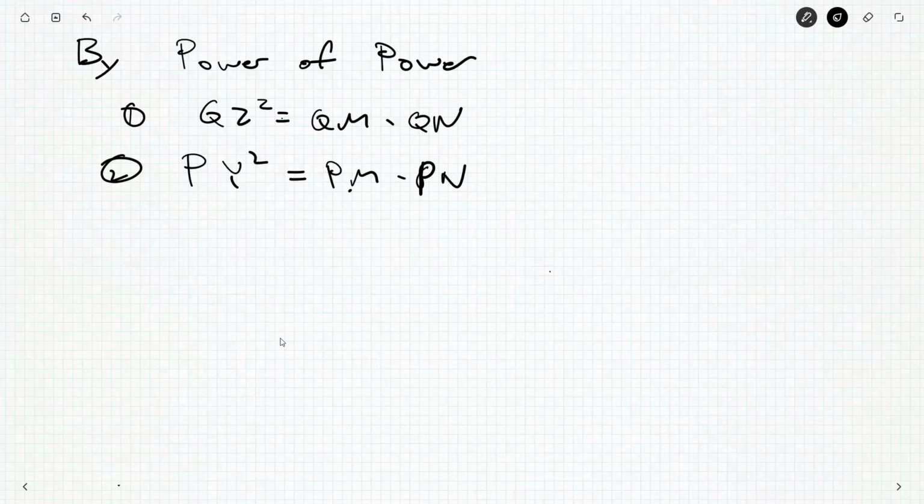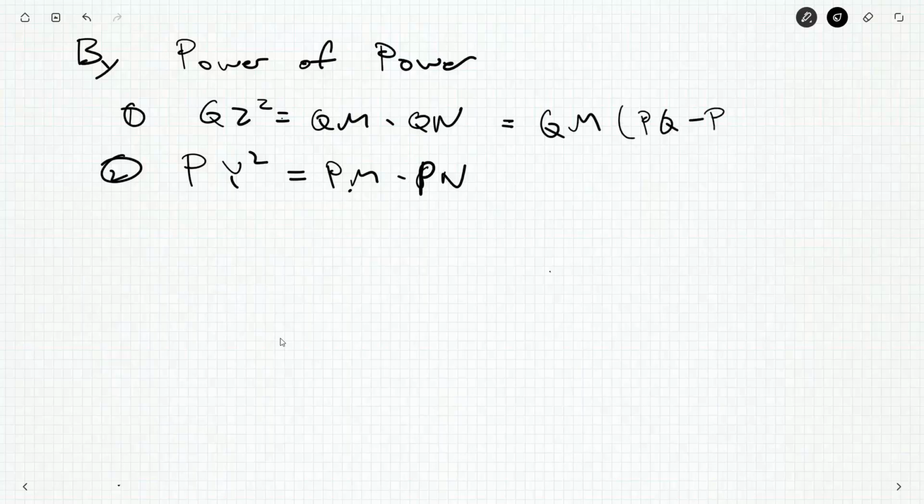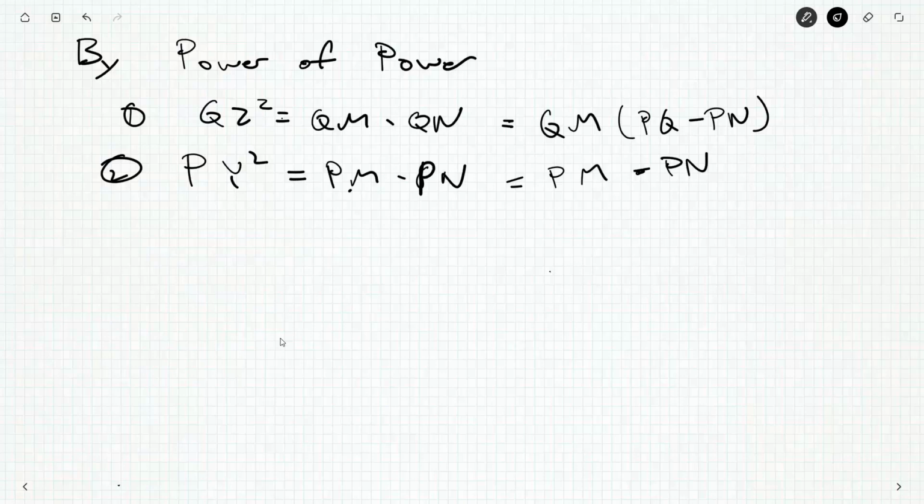Can I rework this at all? QM plus PM adds up to PQ. Same with PQ, N, and PN. Could I do QM as PQ minus PN and just leave it as PM times PN? No, because when I add that up, the PNs are going to have opposite sign. This is a positive PN. This one up here is a negative PN.